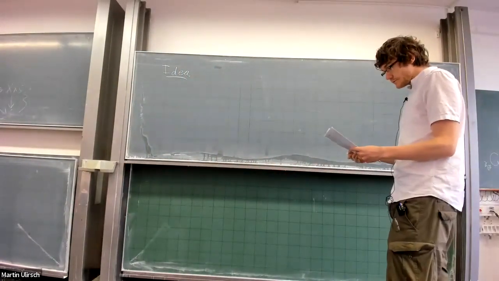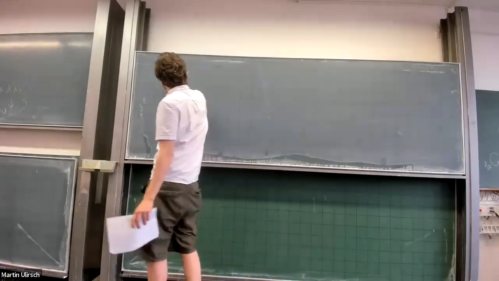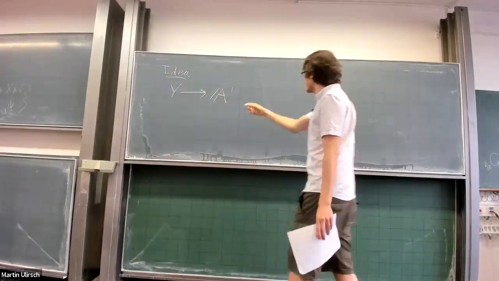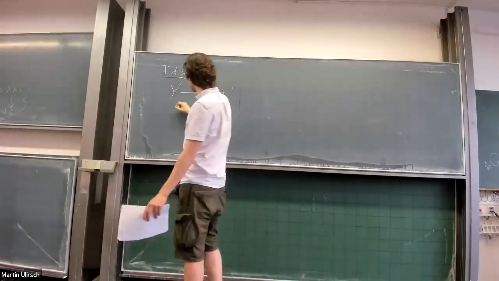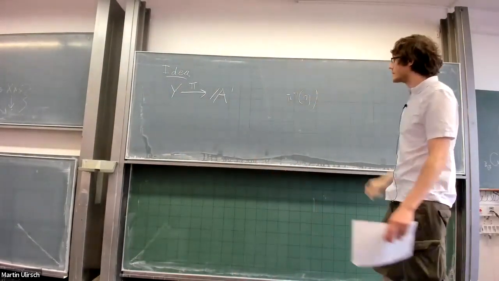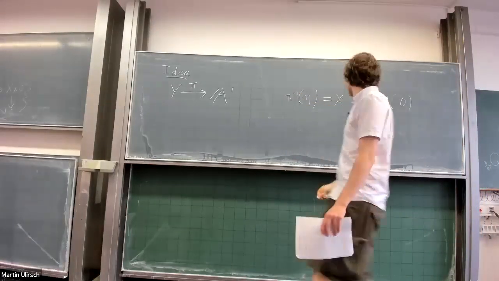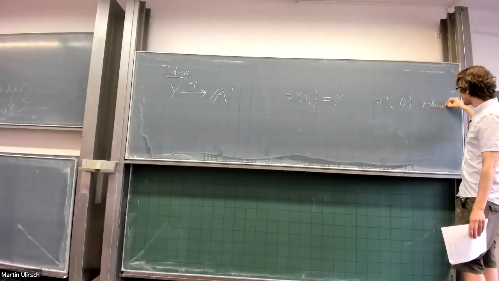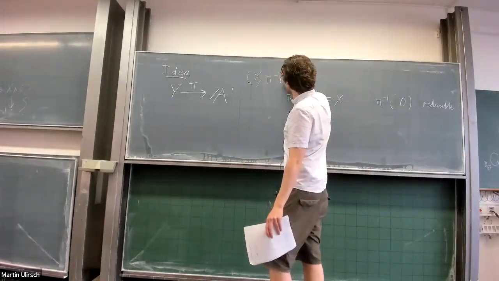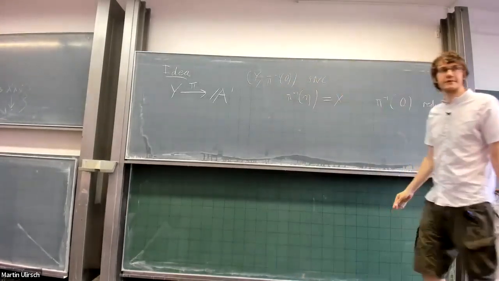So the basic idea is I'm going to take a map from Y to A^1, and let me call it pi. I'm going to choose this map such that the preimage of my generic point looks like X, and the preimage of 0 in A^1 is reducible. And I'm going to ask that the pair Y, preimage of 0, is simple normal crossings. The preimage of 0 is some divisor on Y, and I'm just asking that divisor to be reasonable.